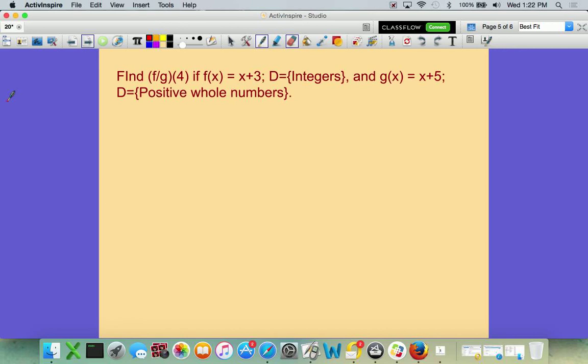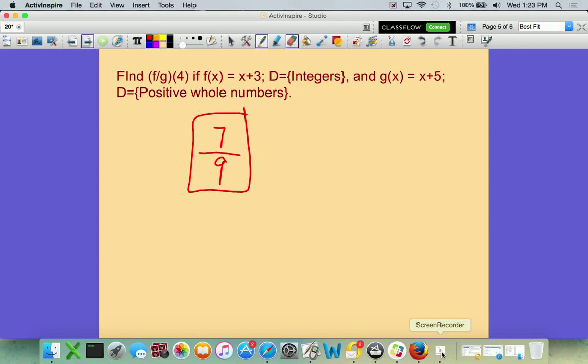If we go to our next one, find f divided by g of 4. If f of x is an integer, is 4 an integer? Yes it is. Is 4 a positive whole number? Yes it is there too. So we can do this. 4 plus 3 is 7 divided by 4 plus 5 is 9. We can't simplify that fraction at all. There is the answer.